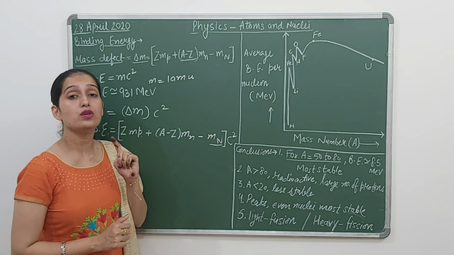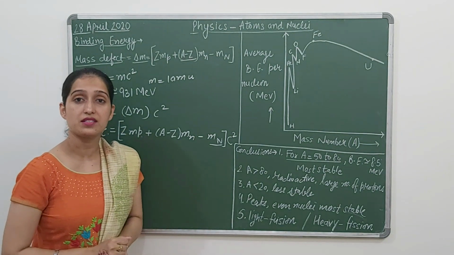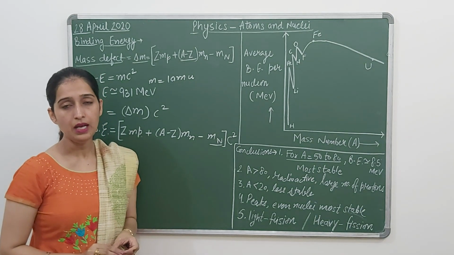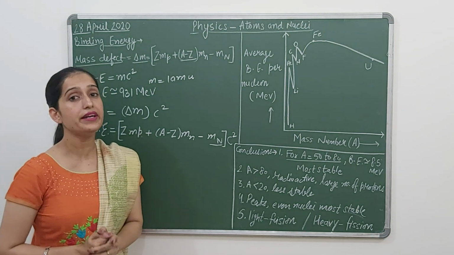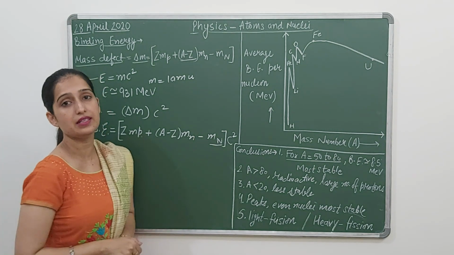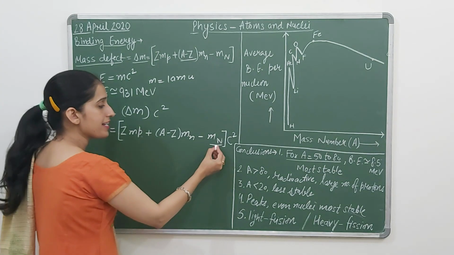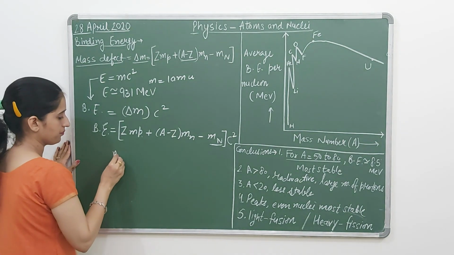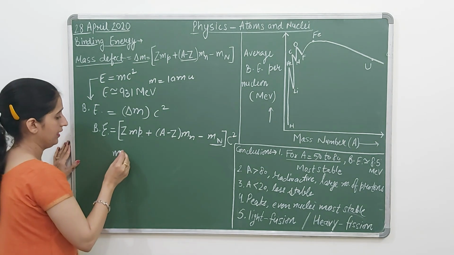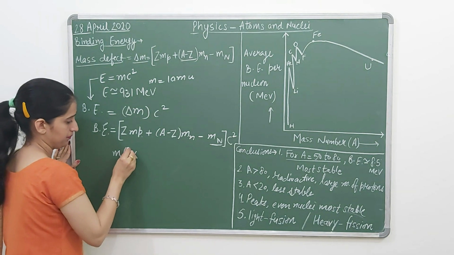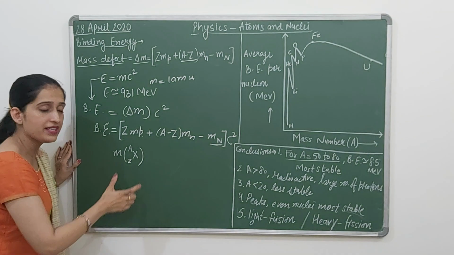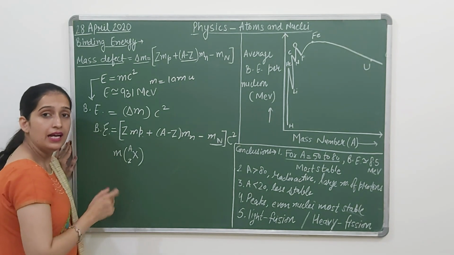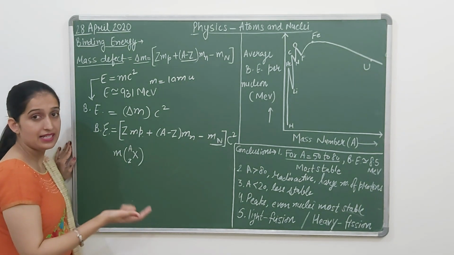Electrons are also revolving around the nucleus, so their mass is also included in the mass of the atom. Practically, experimentally, we can calculate the mass of the atom, not the mass of the nucleus. So we need to replace this term. What we are doing, we can write the mass of atom. Suppose this is the notation I am using for the mass of atom. Atom means nucleus as well as electrons.